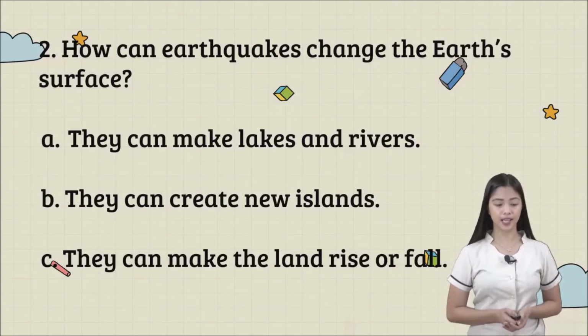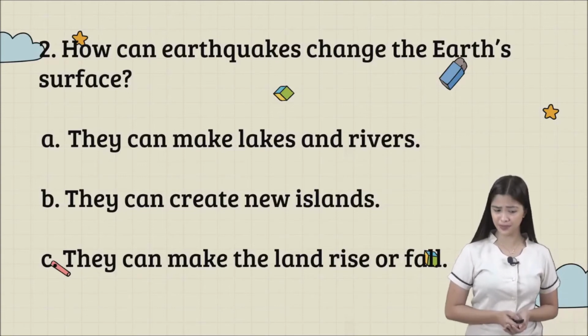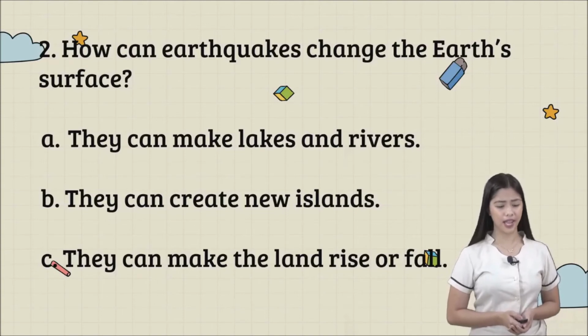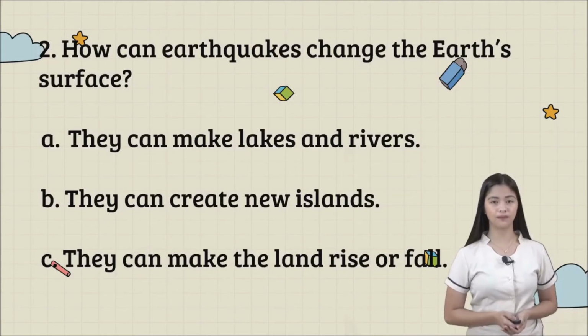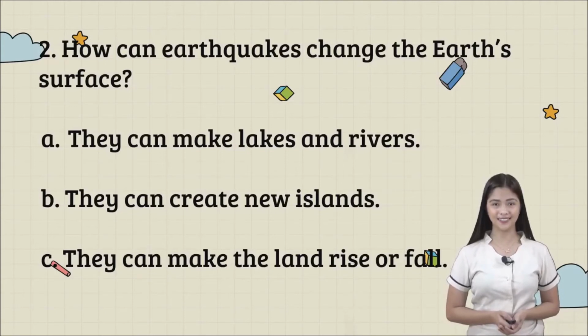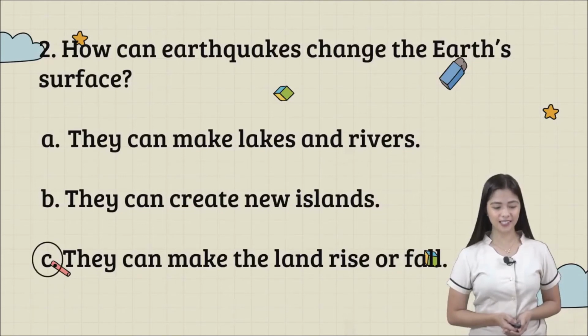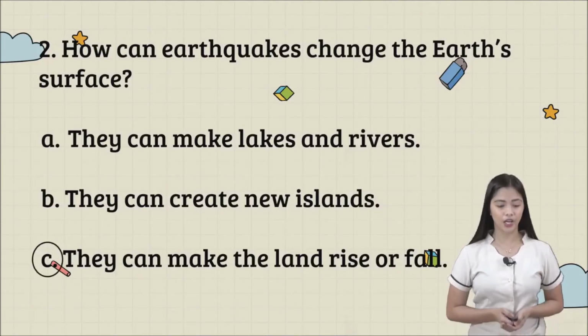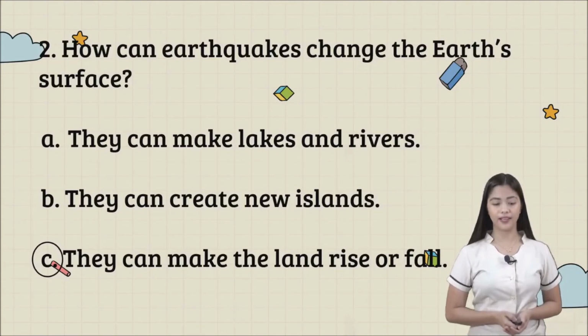A. They can make lakes and rivers. B. They can create new islands. Or C. They can make the land rise or fall. What is your answer? Very good. The answer is letter C. Earthquakes can make land rise or fall. Now, let's proceed to number 3.